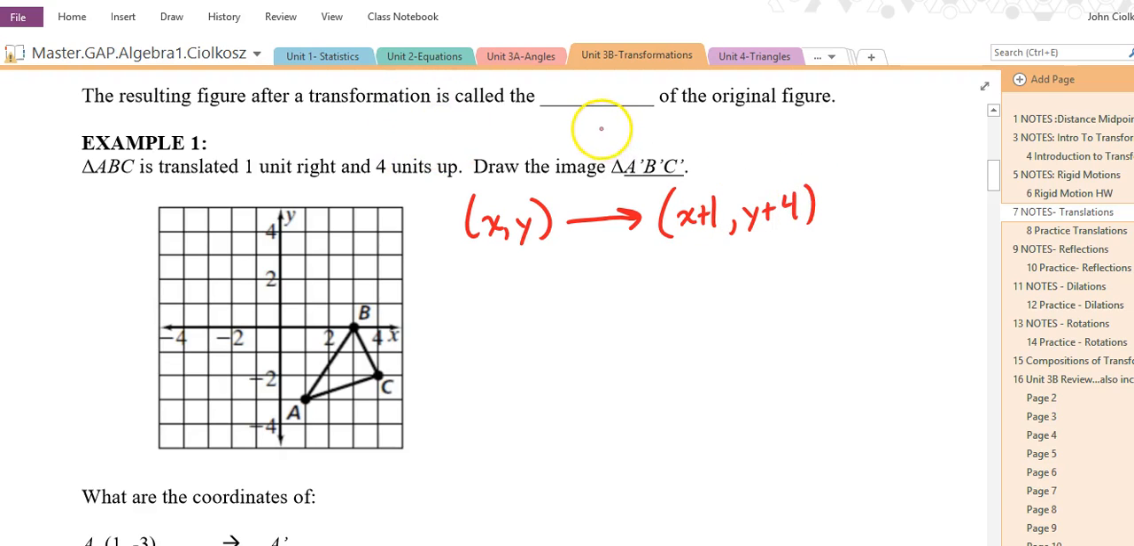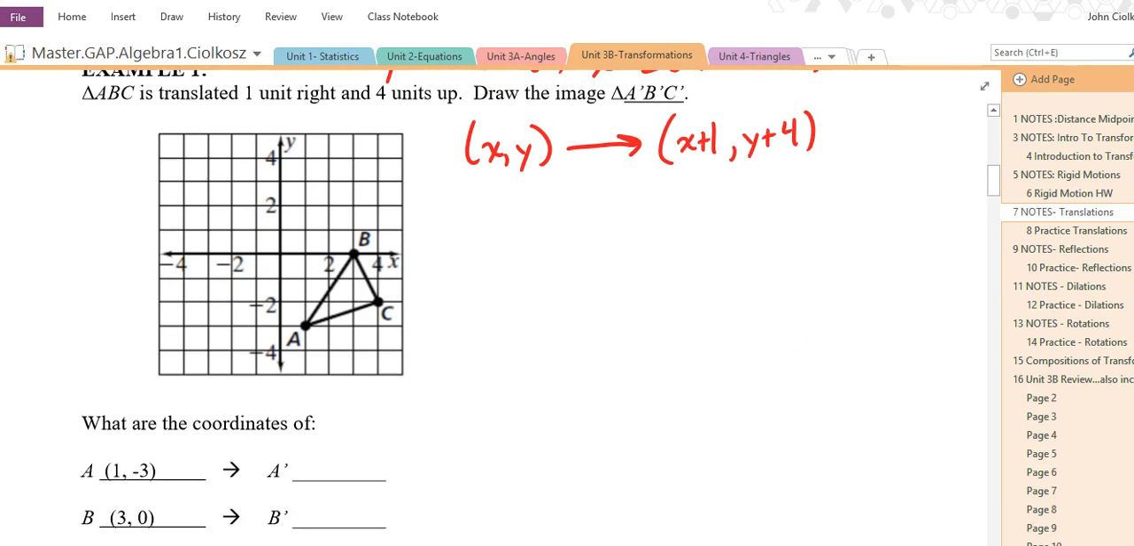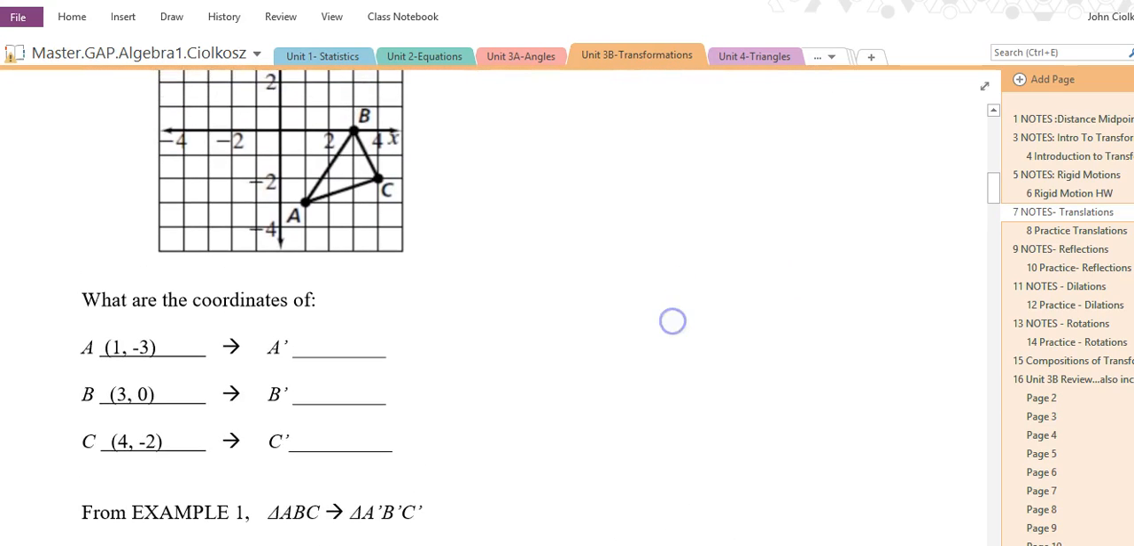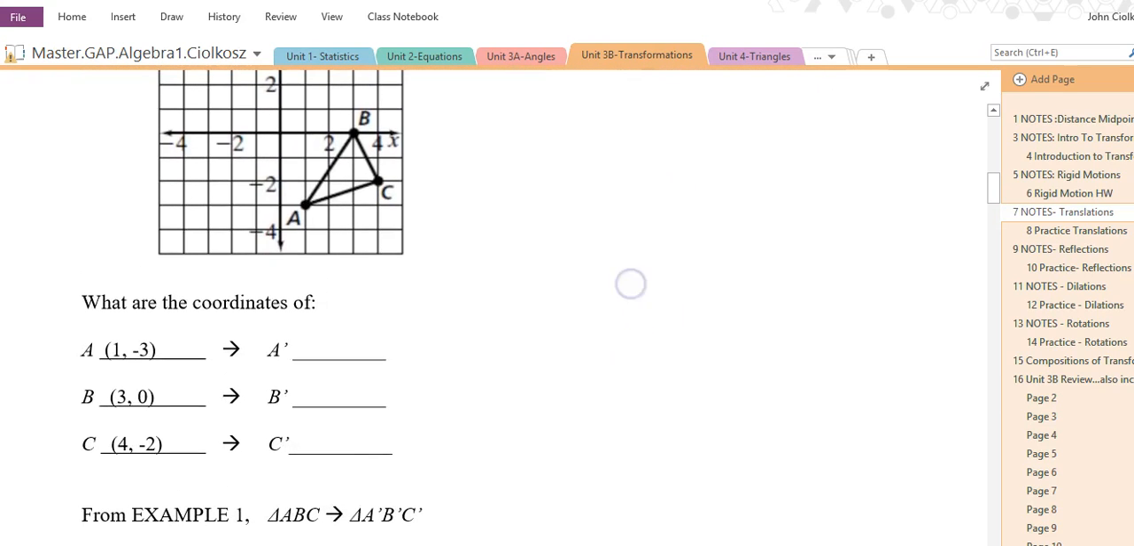So X deals with left or right. Now y, up or down. So we already got our coordinates filled in here, so I'm going to add 1 to my x's and add 4 to my y's.